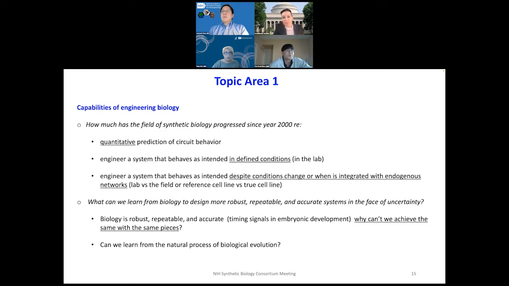Thank you very much. Any comments picking up on that? So there are great examples, right? We can achieve quantitative prediction of composing circuits in defined lab conditions, with your bacteria growing in exponential phase at that exact temperature. What's the ability to extend those behaviors to more realistic situations, or even a situation where you just don't know what's going to happen in the environment?